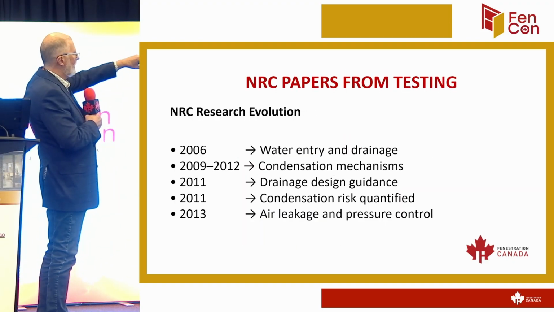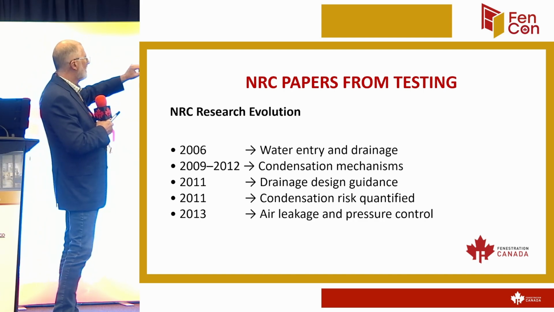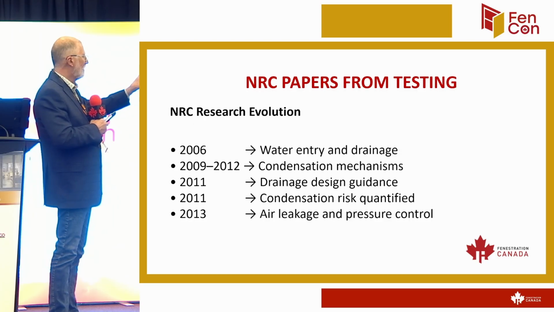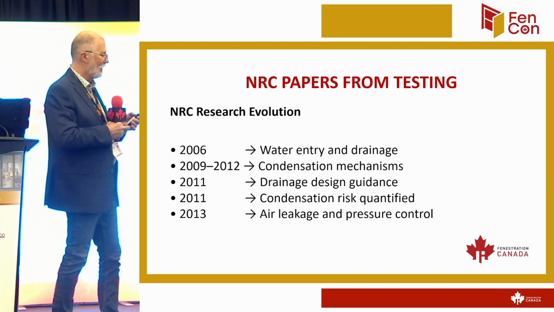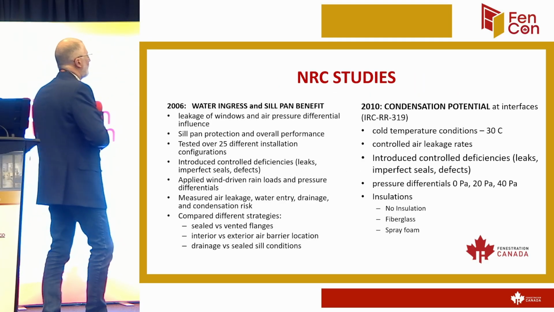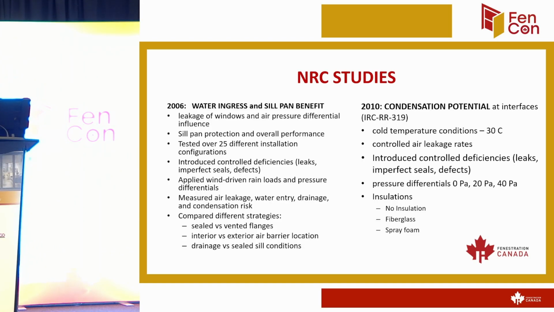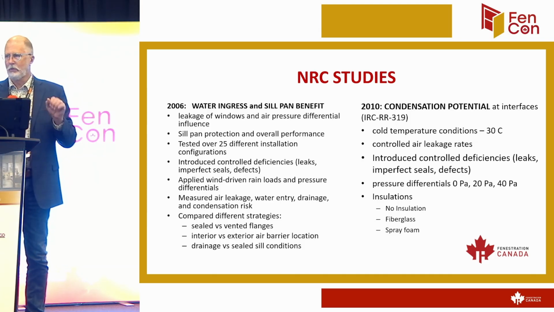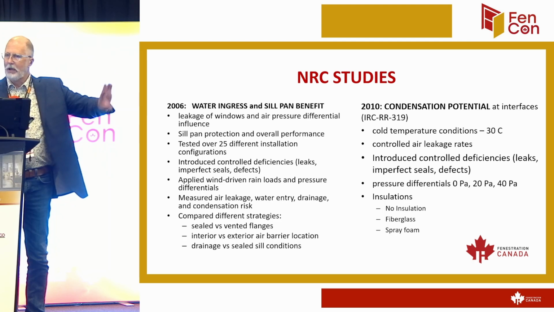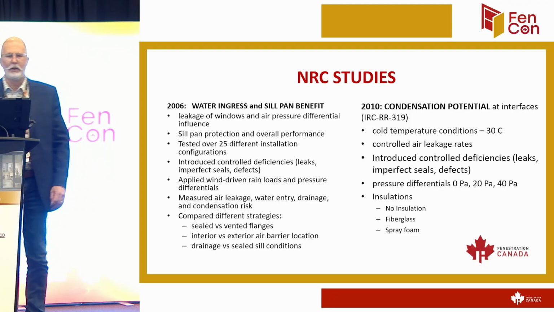So they talked about water entry and drainage, condensation, drainage, design guidance. They had one on condensation risk qualified, like what to do and what not to do, air leakage and pressure control. Like they talked about this repeatedly from all the studies that they'd done in 2006. So from that study, what they found is when you look at the initial study, those things that we talked about, the sill pan protection and the overall performance, the only way that you could assure not having a leak was to pretend the window or the door was porous and build in the sill pan to pick up the water to make sure it disappeared, right? It didn't get into the wall assembly.